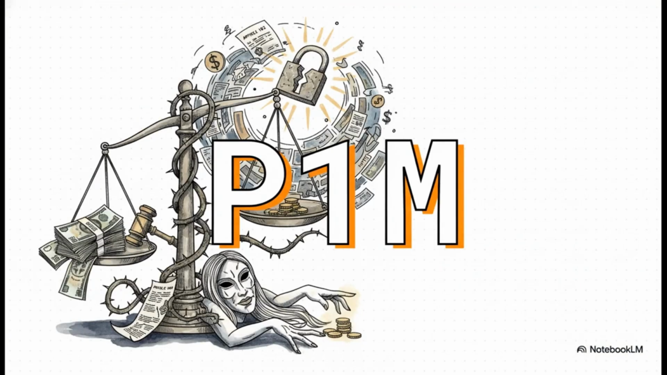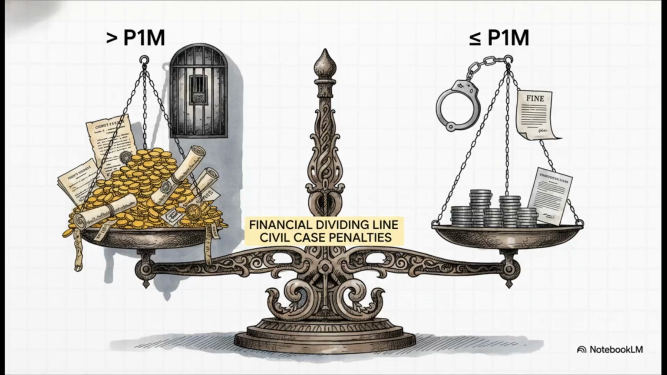In the world of civil cases, there's a magic number. And that number is 1 million pesos. According to Article 182, this is the magic line in the sand. It's the threshold that separates a lesser punishment from a much more serious one. And honestly, it's pretty straightforward.